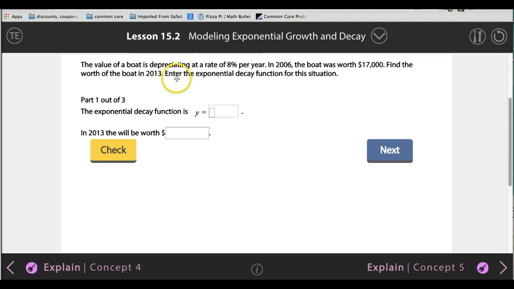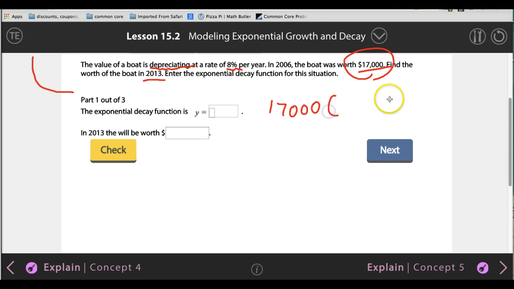The value of a boat is depreciating. Depreciating is another decay thing. Graph's gonna look like that. Okay, 8%, that's your rate. In 2006, the boat was worth that much. Find the worth of the boat in 2013. All right, so for this one, you gotta use a little bit of your brain. So to come up with the equation, y is equal to, and then what was the initial price? Oh, it was worth 17,000.